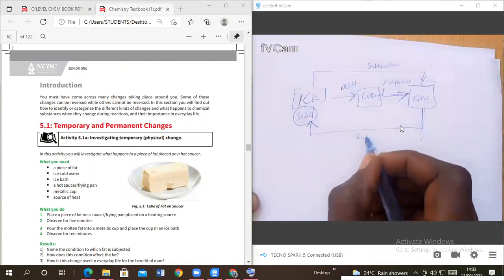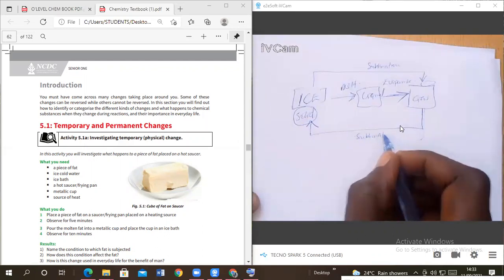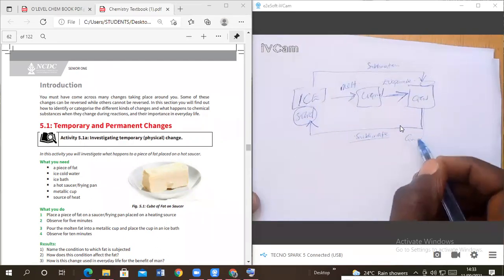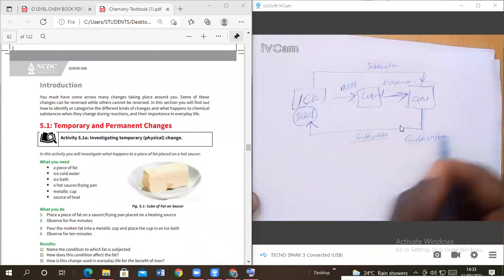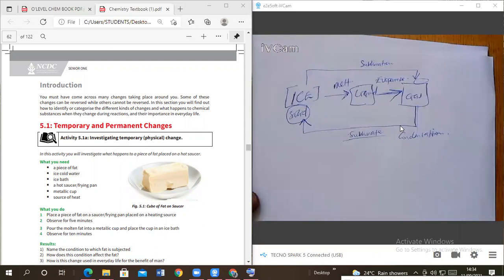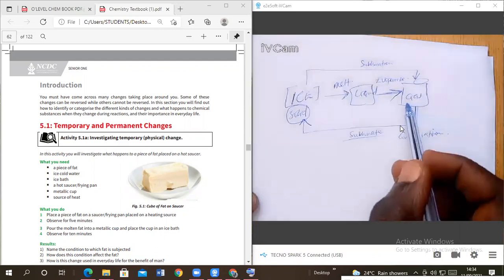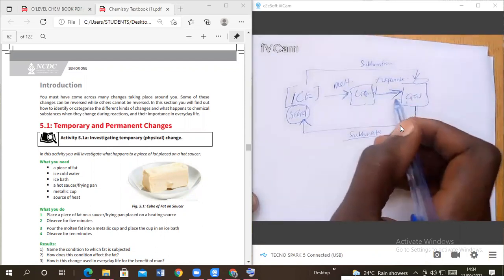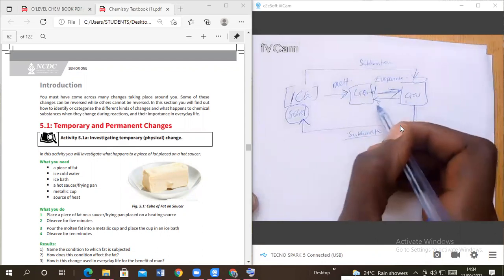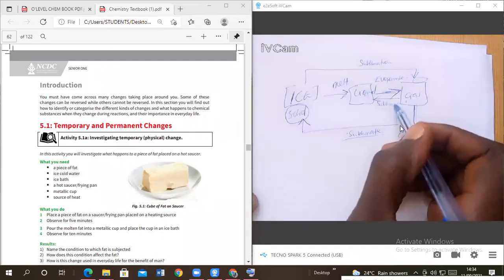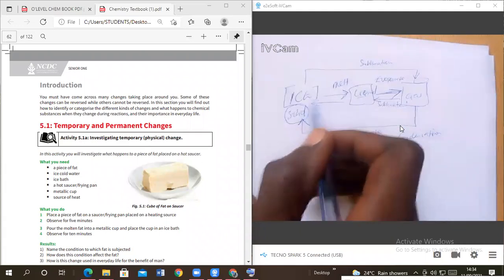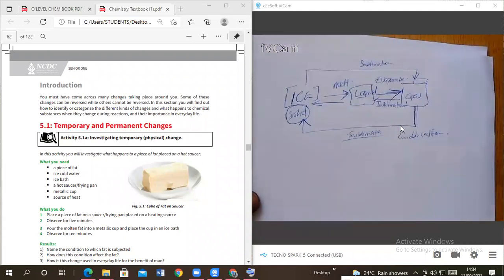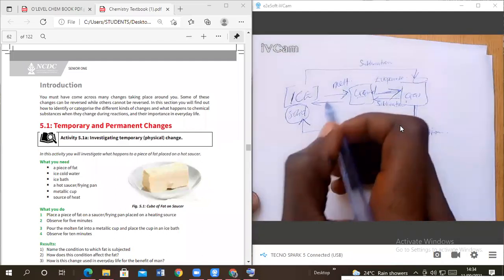Sublimation. Now, where is condensation? Condensation is what? Gas to liquid. Gas to liquid is called condensation. What about a liquid to a solid? Freezing.